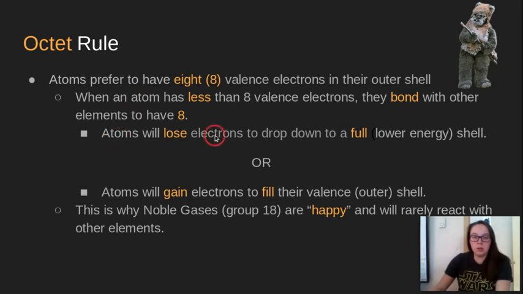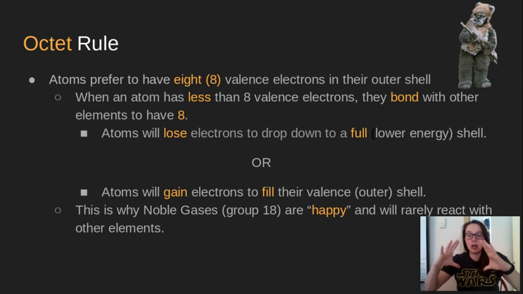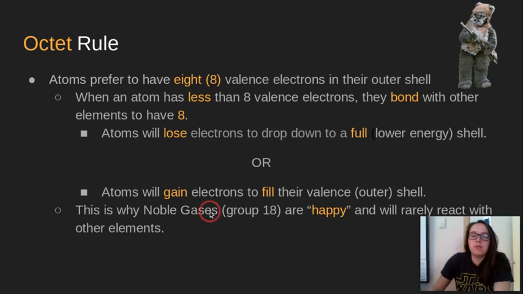Sometimes atoms will lose electrons to drop down to a full lower energy shell. Remember your Bohr model. Everything has different kinds of electron clouds. Well, sometimes if one electron cloud isn't very full at all, an element will lose that electron and go back down to the full outer cloud or outer shell. Or they will gain electrons to fill their valence shell.